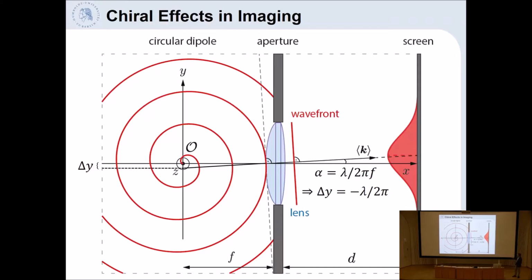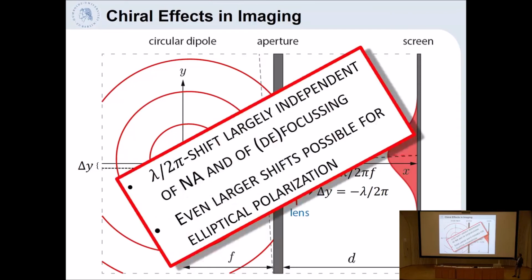And actually also here I didn't say anything about the parameters. The result is lambda over 2 pi. It turns out that this lambda over 2 pi shift is indeed largely independent of the numerical aperture of my imaging optics, and it's also largely independent of defocusing, so it's not a delicate effect, okay? And something that went unnoticed in the work by Darwin, because he was considering atoms which either emit a circularly polarized photon or linearly polarized photon along the quantization axis. But if you look for emitters that are able to emit elliptical polarizations, then we will see that even larger shifts than this lambda over 2 pi can be obtained. Okay.